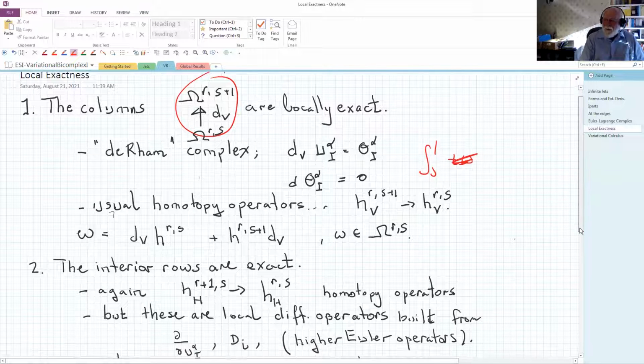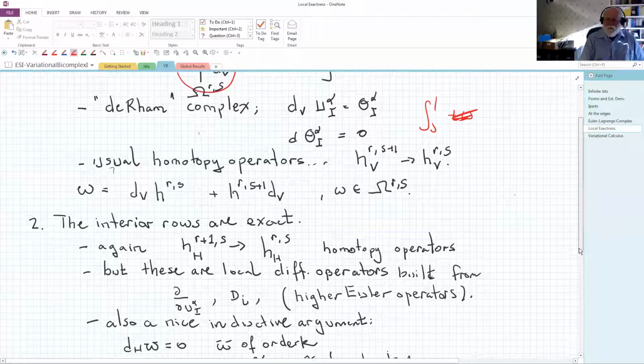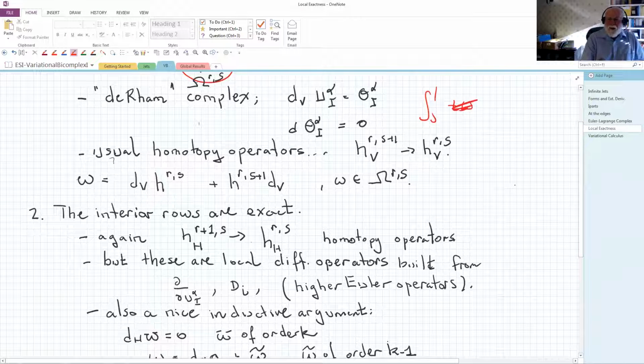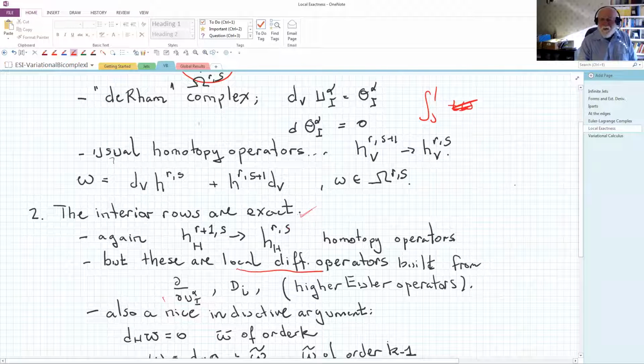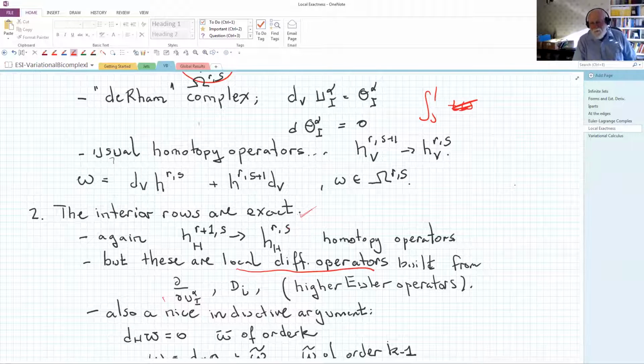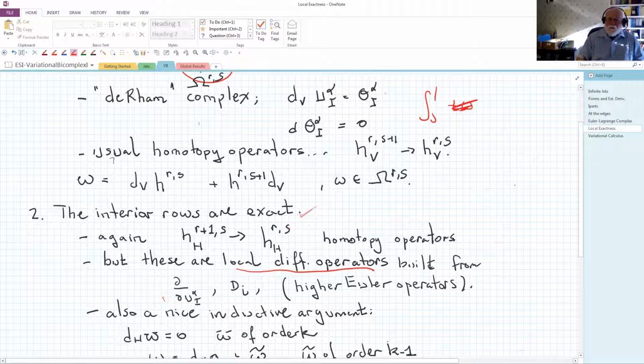It's a line integral exactly like you see for the homotopy operator for the usual de Rham complex, but on the dependent variables and the jets. And the interior rows are also exact. Okay. Now something very strange happens. There's homotopy operators for the interior rows, but these homotopy operators are again local differential operators. No line integrals required. They're more or less algebraic, and they involve only interior products and total derivatives.